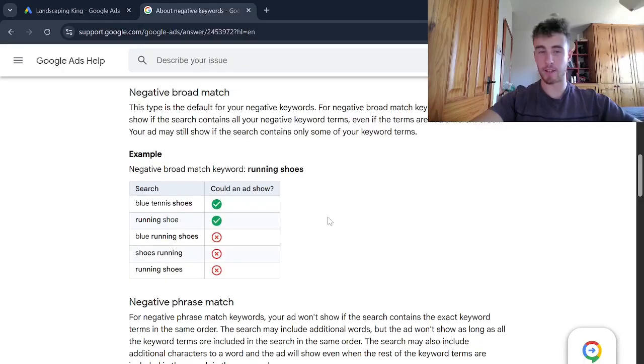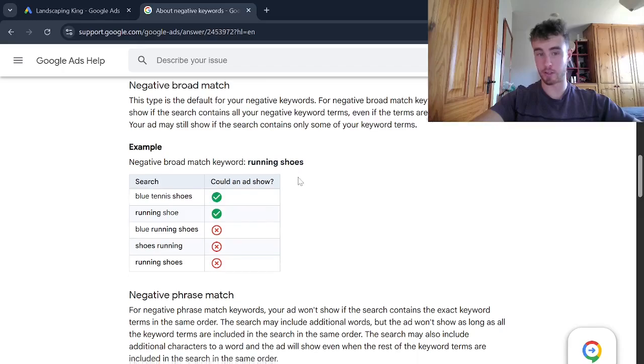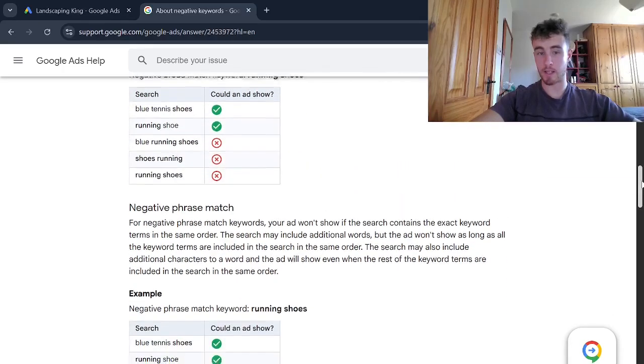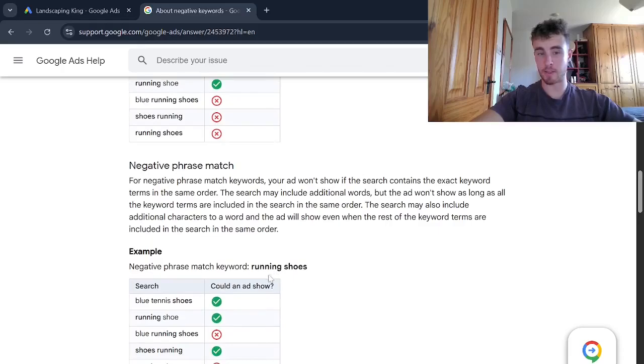And just to show you Google's resource on negative keywords and their match types, to explain the difference between them, because they don't work the same way as match types do for actual positive keywords. Essentially, broad match negatives mean that your ads won't appear for any searches that contain the words of the negative keyword. So for example, running shoes here, if you have it as a broad match negative, your ads won't appear for anything that contains the words running and shoes. And phrase match negatives are quite similar, but your ads won't appear for anything that contains the phrase running shoes.